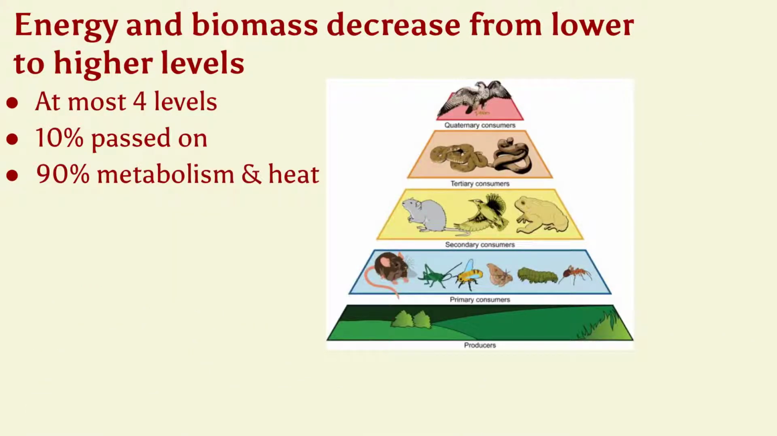All right, our last slide here. Energy and biomass decrease from lower to higher levels. You probably noticed in the last slide that there were only 4 levels. Basically what we're saying here is that as food energy goes up the food chain or food web, only 10% of it is passed on as energy. The other 90% is used up as metabolism or given off as heat into the environment.